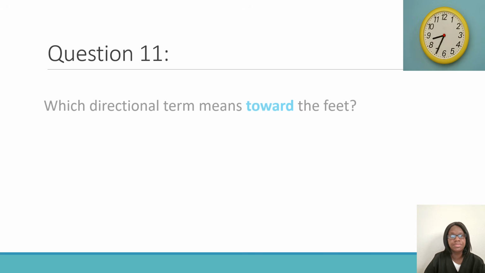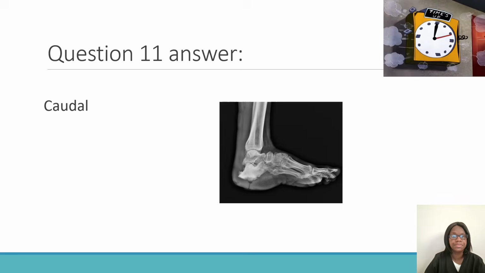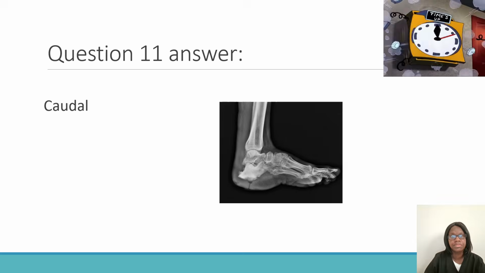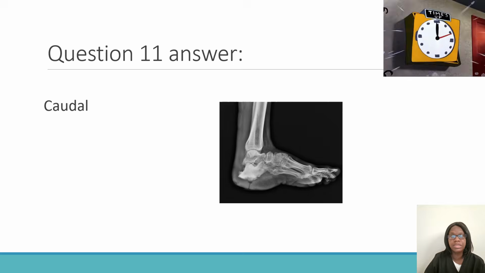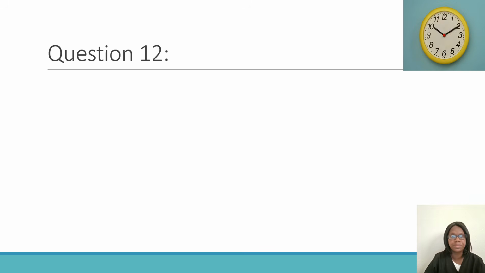Question 11. Which directional term means toward the feet? Okay, the correct answer is caudal. So caudal means towards the feet.